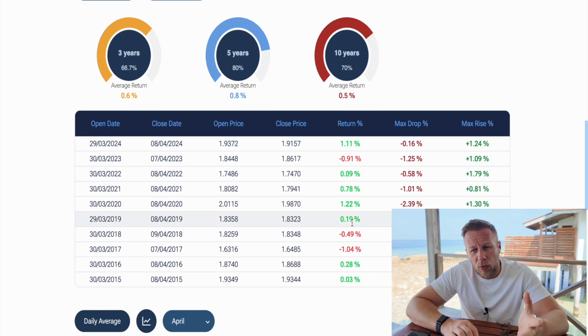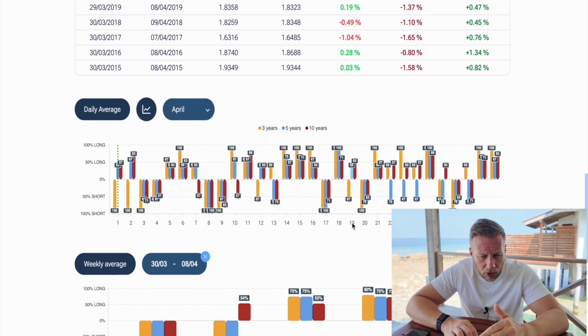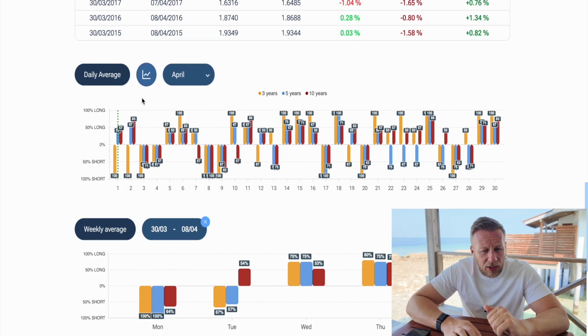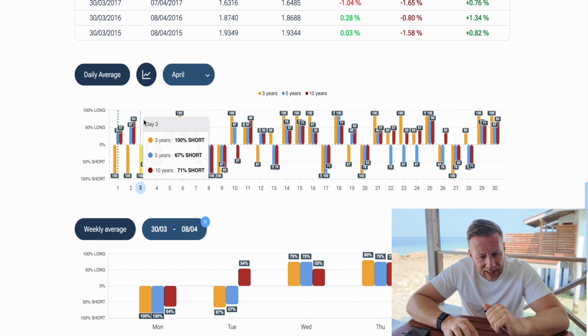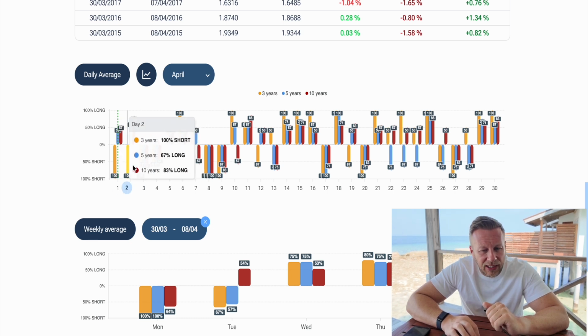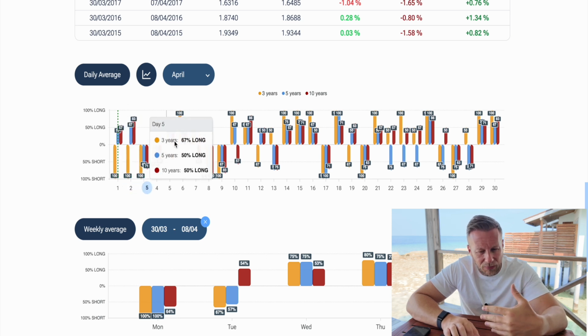What I'm going to do now, before we even go to the chart, is scroll down and look at the daily averages, because today's the 1st. And it says that over the last 3 years we've been bearish on today, right? So there's a chance that it could play out today, 100%, even on the 3rd, 100%.